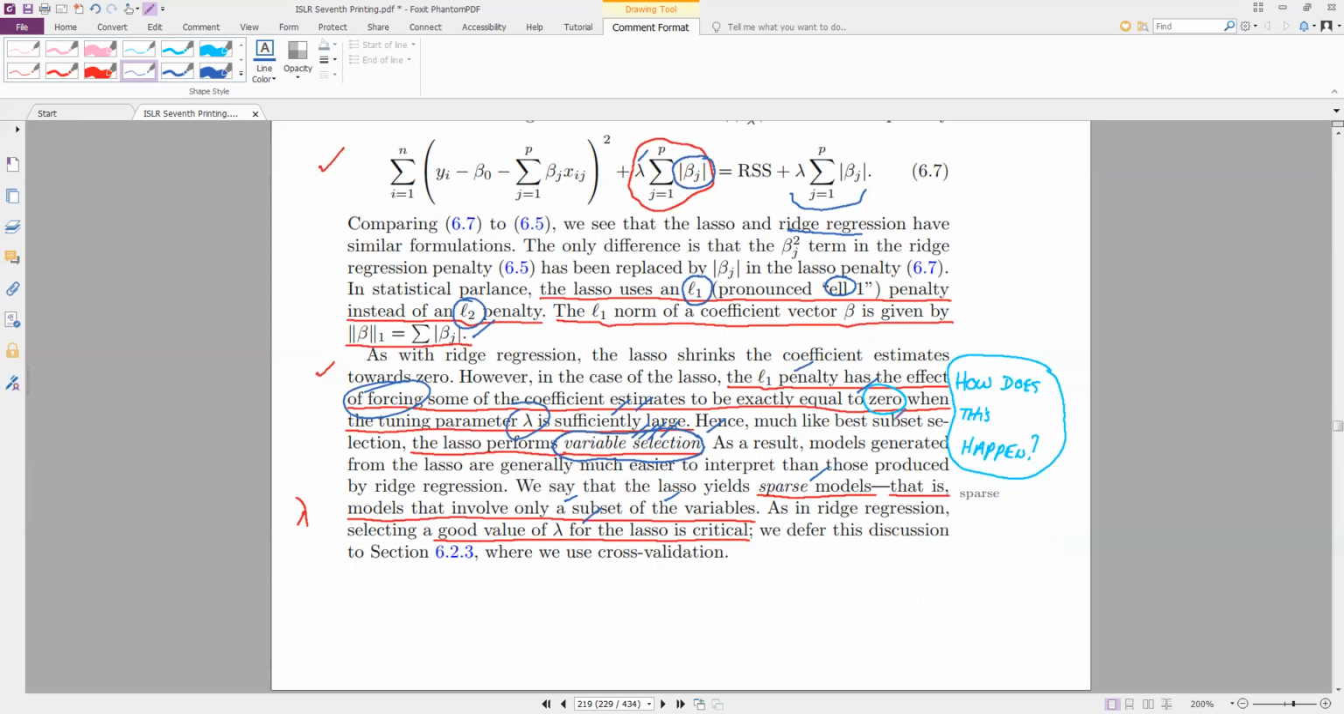Okay, so again, I just want to summarize that point between the ridge and the lasso. The lasso, when we say it produces a sparse model, it involves only a subset of the variables. Now, it's not just selecting a subset and allowing you to figure it out. It's setting some of those coefficients equal to 0. That's how it's selecting the subset.